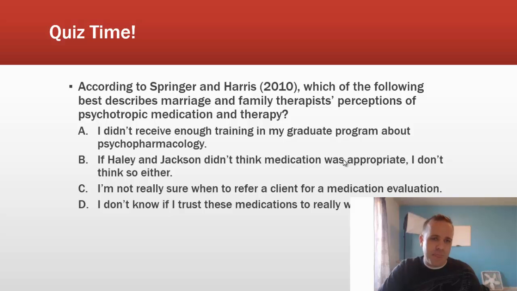First one is A, I didn't receive enough training in my graduate program about psychopharmacology. B, if Haley and Jackson didn't think medication was appropriate, I don't think so either. Option C, I'm not really sure when to refer a client for a medication evaluation. And option D, I don't know if I trust these medications to really work.